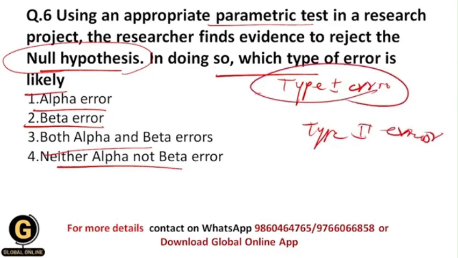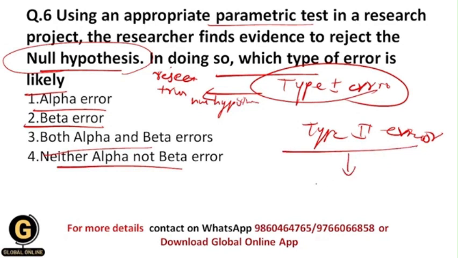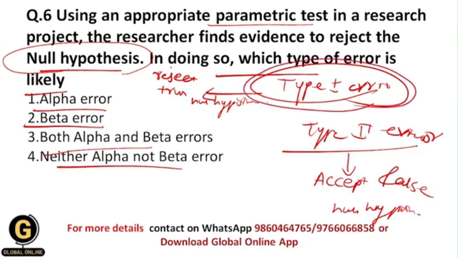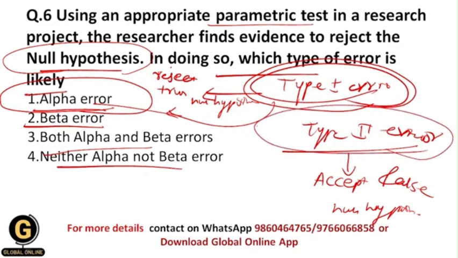Type 1 error occurs when we reject the null hypothesis whenever it is true. All of you getting? Null hypothesis. And type 2 error occurs when we accept the false null hypothesis. So the probability of occurring type 1 error is called alpha error, or alpha, and the probability of occurring type 2 error is called beta or beta error.